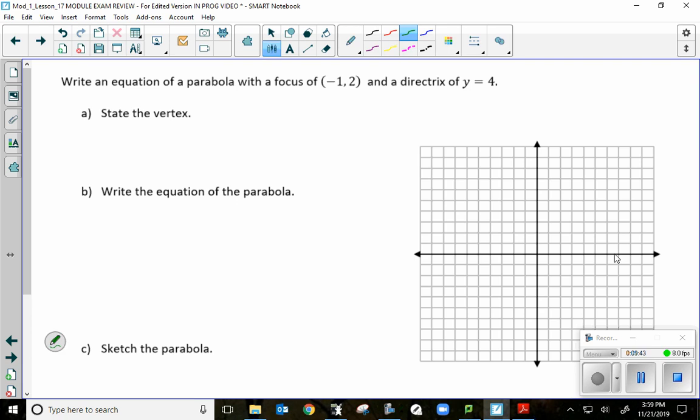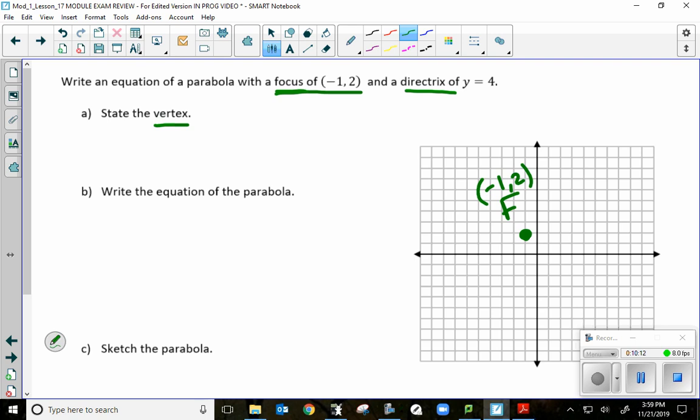All right, one thing involving the vertex and the focus and the directrix is that the vertex is always exactly in between my focus and my directrix, okay? So let's plot these things, shall we? Green here for the focus. Negative 1, 2. So I would go to negative 1, 2. That's this point right here. That's my focus. Negative 1, 2.